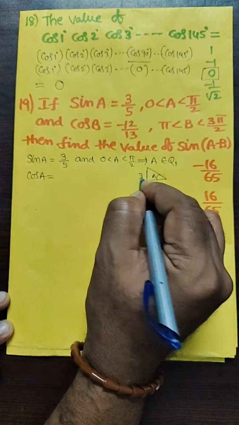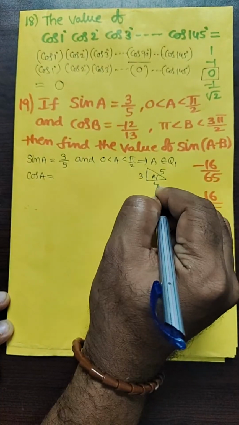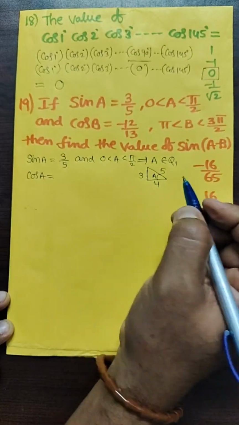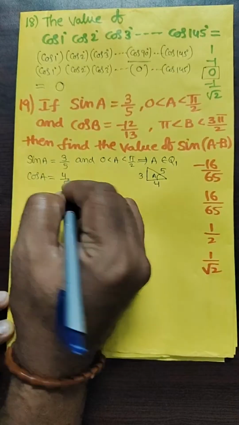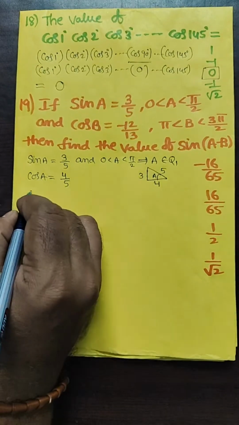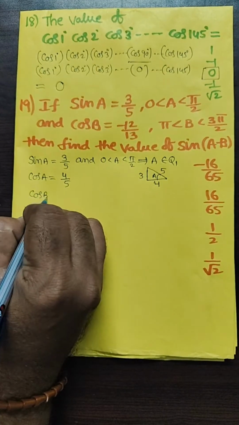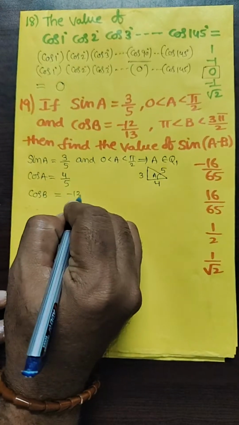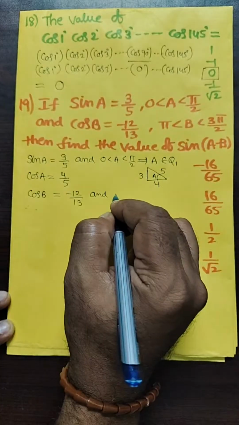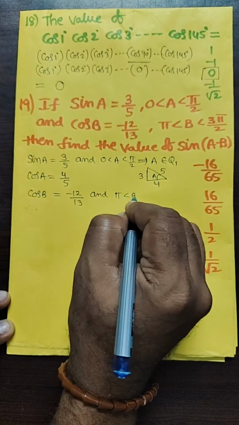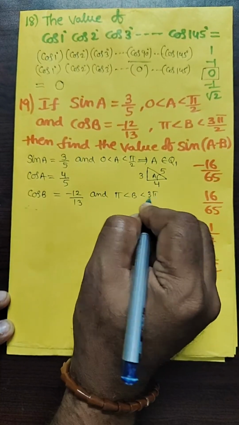So sine definition is opposite by hypotenuse, 3 by 5. Obviously by using Pythagorean triples the adjacent side will be 4. So cos A definition is adjacent side by hypotenuse, 4 by 5, dear students. Over. Next, cos B is equal to minus 12 by 13 and pi is less than B is less than 3 pi by 2.